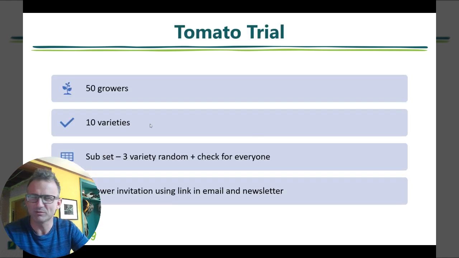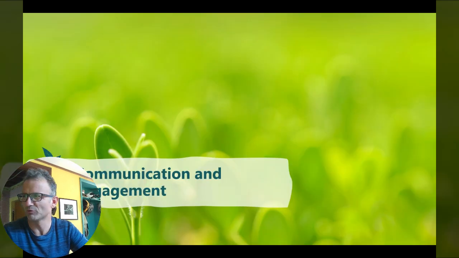In this example, we want to conduct a trial with 50 growers, testing 10 varieties. It's going to be a subset trial with 3 random varieties and 1 check for everyone. We're going to use the grower invitation link that we're going to post in an email and newsletter to send to our network of growers.